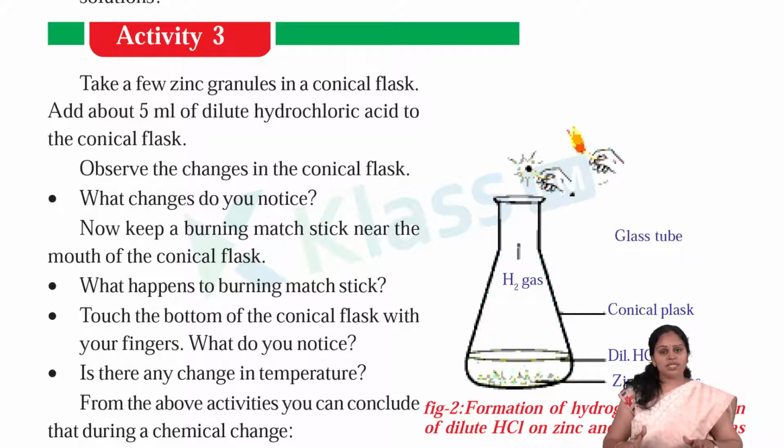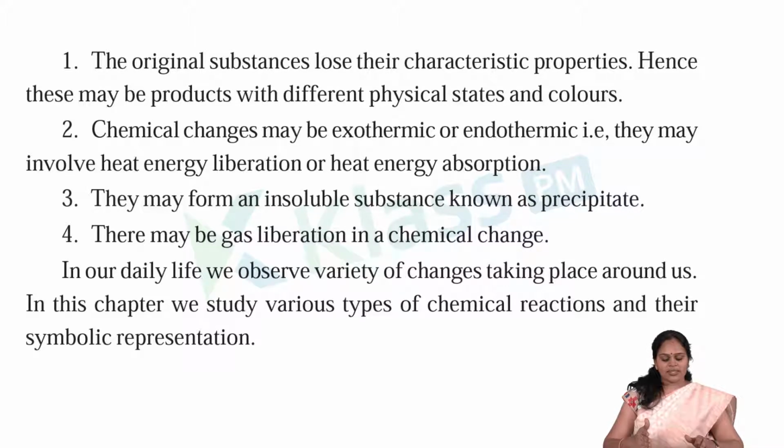From the above activities, you can conclude that during a chemical change, the original substances lose their characteristic properties. Hence, what can we say? Products have different physical states and colors. Chemical changes may be exothermic or endothermic, that is, they may involve heat energy liberation or heat energy absorption. Endothermic means heat energy will be used. Exothermic means heat energy will be released. They may form an insoluble substance known as a precipitate. There may be gas liberation in the chemical change.